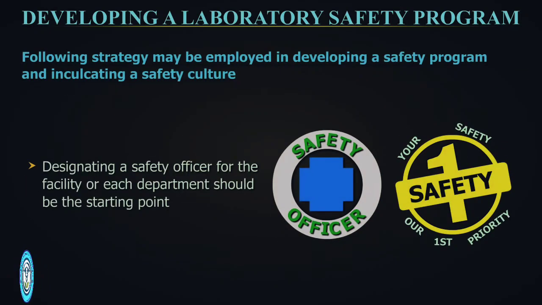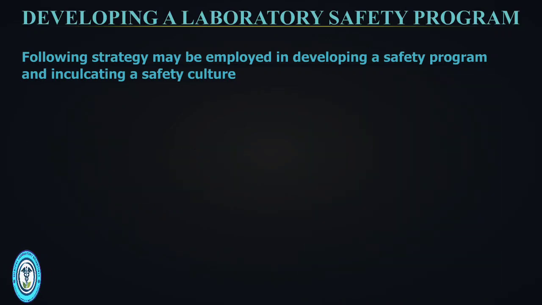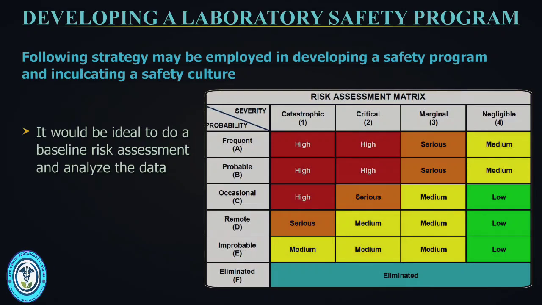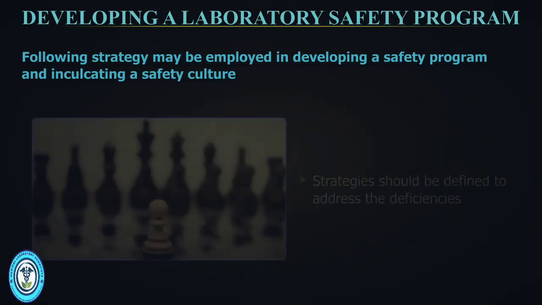Designating a safety officer for the facility or each department should be the starting point. A laboratory safety manual should be developed identifying all the risk areas and defining procedures for preventive and mitigating measures. It would be ideal to do a baseline risk assessment and analyze the data. A prioritization matrix may be employed to identify areas needing urgent intervention.